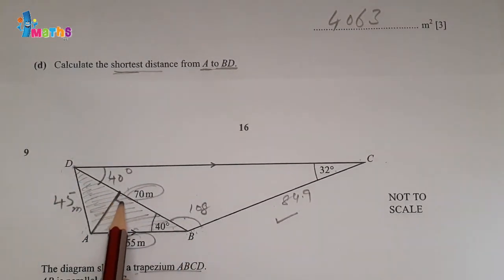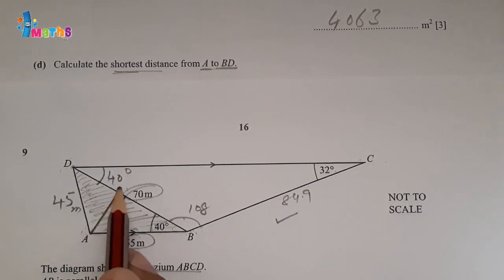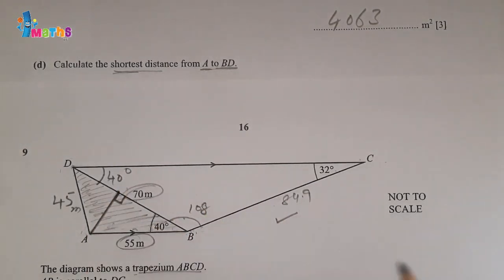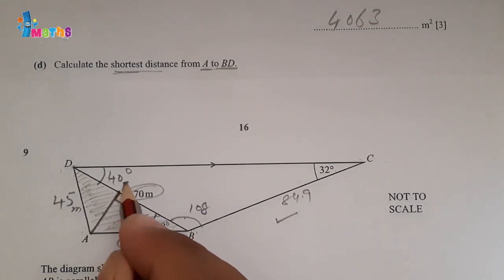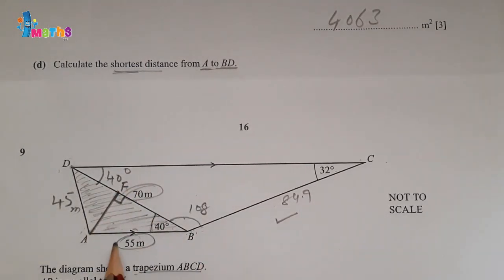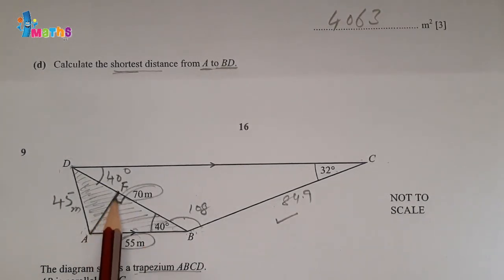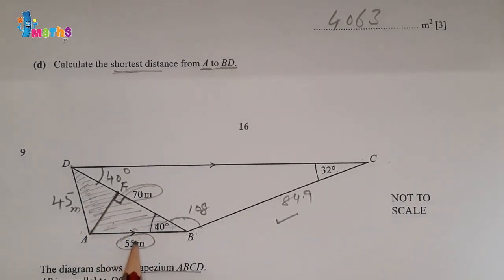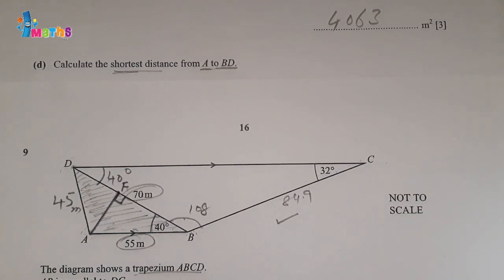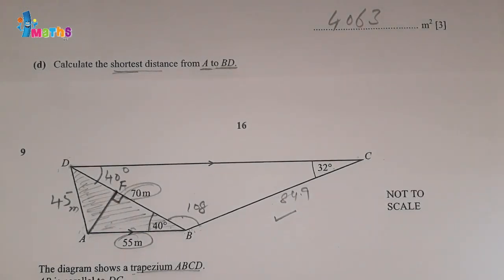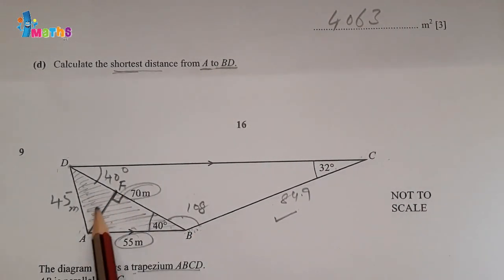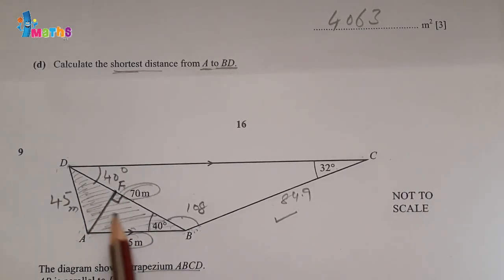Now this is our right angle triangle, and we have to find this. For example, if we take this point as F, we have to find the length AF, the shortest distance, and in this triangle we are provided with this angle which is 40 degrees. So this is our perpendicular and this is the hypotenuse. Perpendicular over hypotenuse will be sine of 40 degrees. So in triangle AFB, we will take sine, perpendicular over hypotenuse, which is sine of 40 degrees.